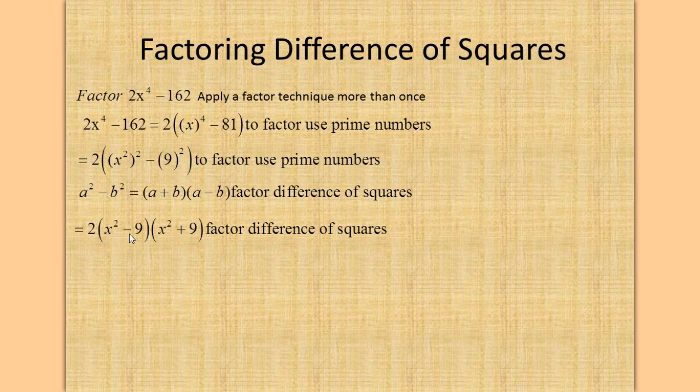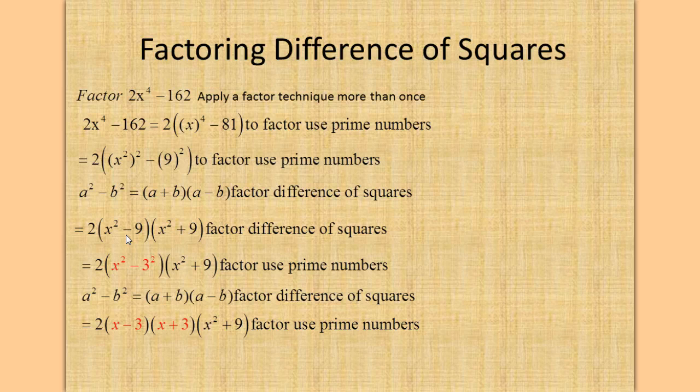But now we see x squared minus 9 is still another difference of squares. Okay, so we have to apply our equation to that one also. So now we see that x is a and 3 is b. So we just plug in a and b in our standard equation, and we'll get 2 times x minus 3 times x plus 3 times x squared plus 9. And if we multiply that out, we'll come up with 2x to the 4th minus 162.